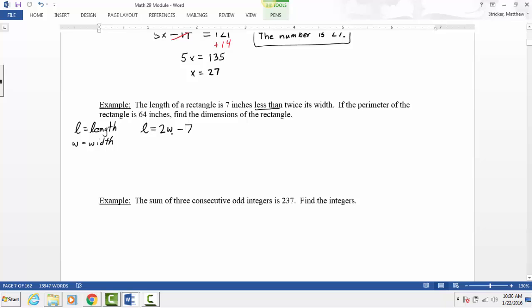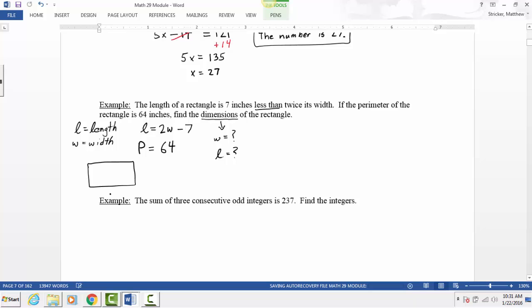Now, it says if the perimeter is 64 inches, so this is telling us P. It says P is 64 inches. It says find the dimensions of the rectangle. So when I say dimensions, dimensions mean what is W equal to and what is the length equal to. I think the last thing we can do here is draw a picture.